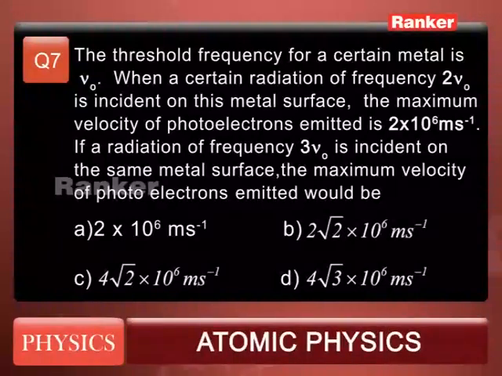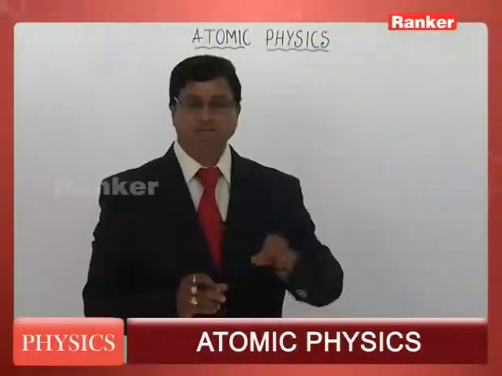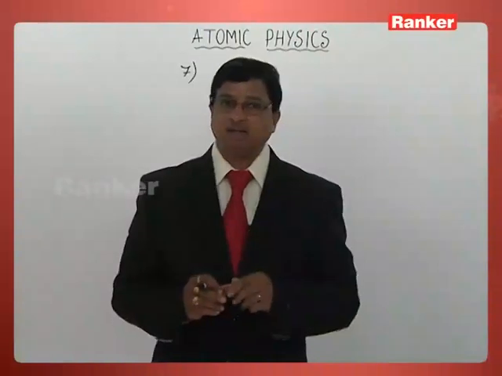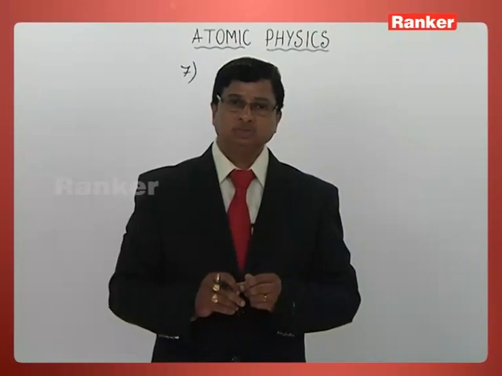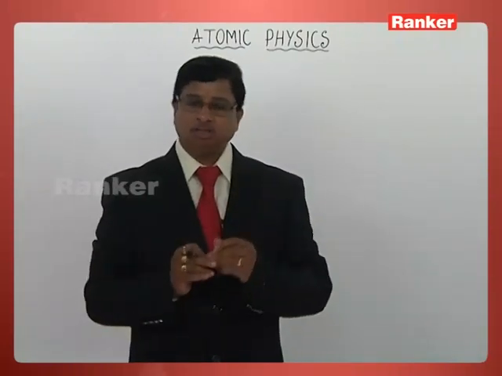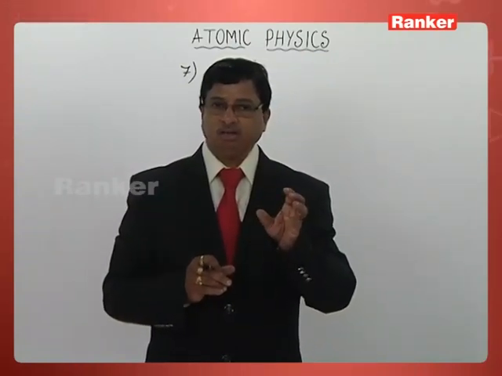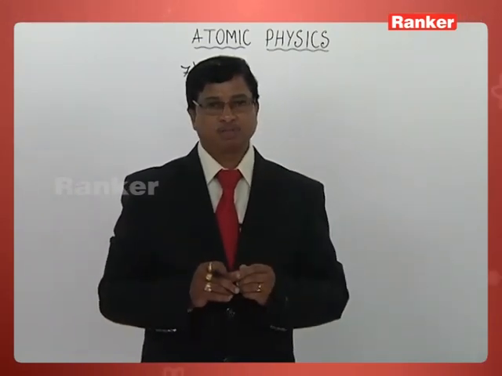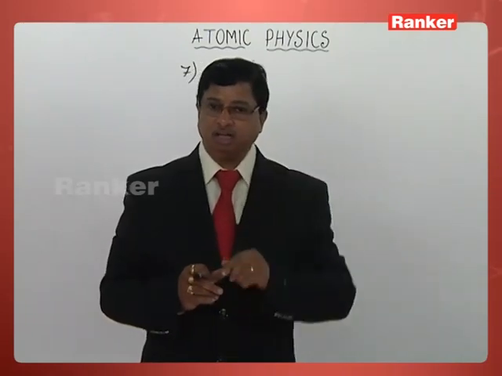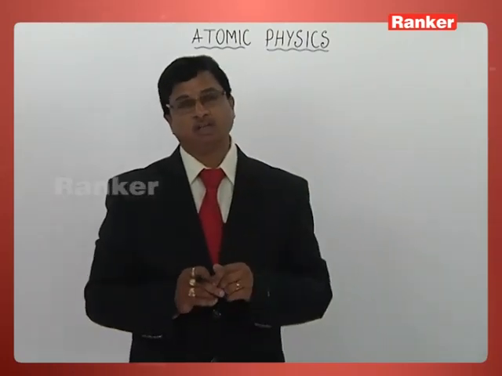But in fact, we all know that for photoelectric emission to take place, the basic condition is that the frequency of incident light should be greater than the threshold frequency of that metal. If you understand that, this problem you can easily work out. Work function is given according to the threshold frequency, that is nu naught here. And the frequency of incident light is 2 nu naught in the first case, 3 nu naught in the second.